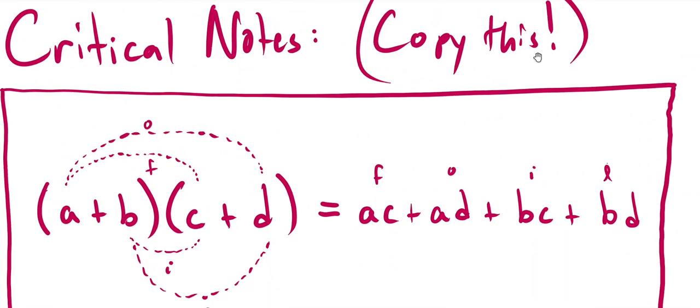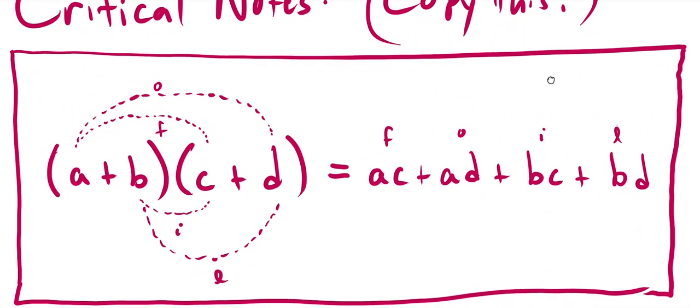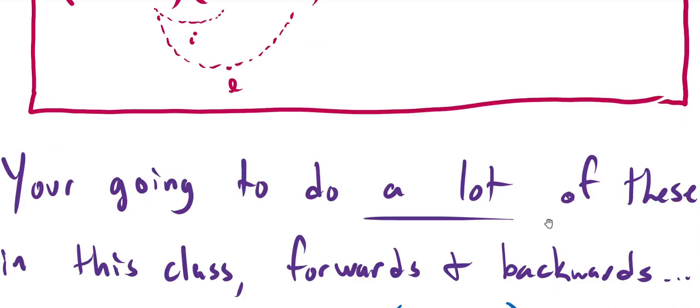So here are some critical notes. This happens so frequently, I want you to copy this whole thing down. I want you to say, what is the quantity A plus B times the quantity C plus D? And notice we will have a first term, AC, an outer term, AD, an inner term, BC, and a last term, BD. We need all four of these to make this happen. You are going to be doing a ton of these in this class. There will be lots of situations where we're multiplying two parentheses like this. In fact, later on, we're going to learn how to do this process in reverse.